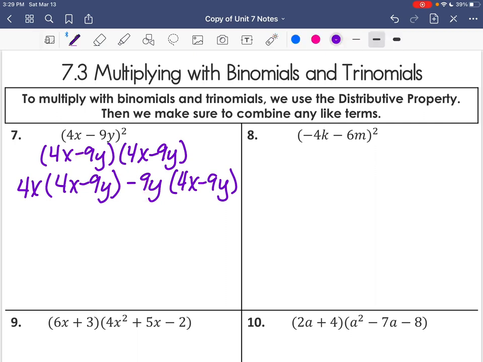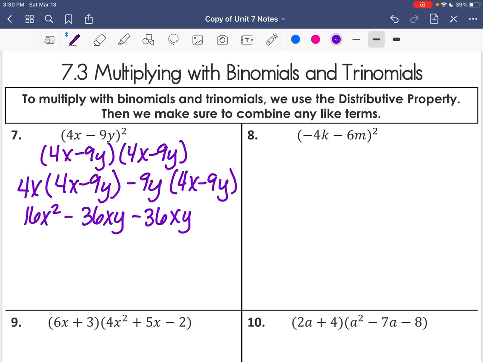All right, so 4x times 4x is 16x squared. 4x times minus 9y is minus 36xy. So don't drop your variable. You've got an x on the outside, a y on the inside, so they're going to have to come together and sit beside each other. Same thing in the next term. Minus 9y times 4x is minus 36xy. So remember also, x gets to go first because it comes first in the alphabet.